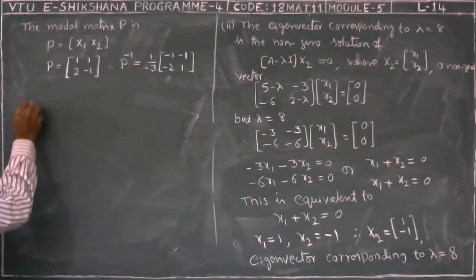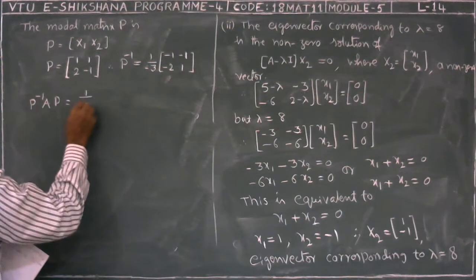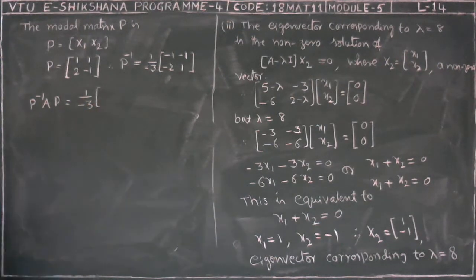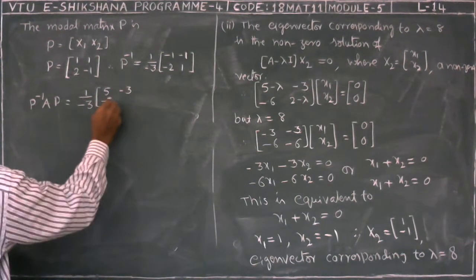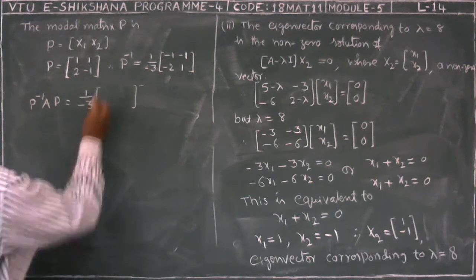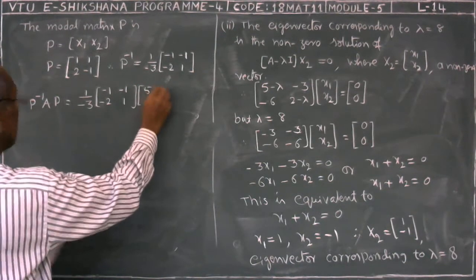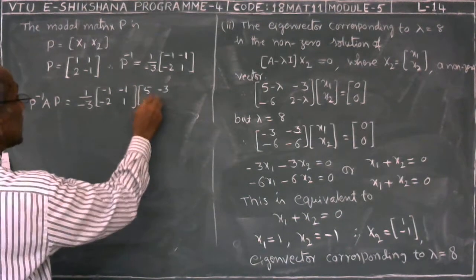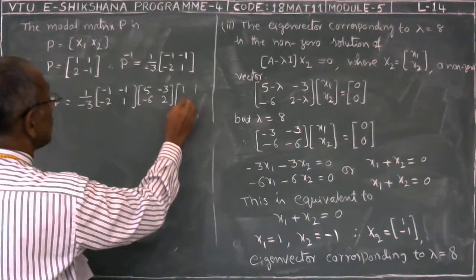So now compute the last step, P inverse A P. That is, P inverse is 1 divided by minus 3 into minus 1, minus 1, minus 2, 1. The given matrix A is 5, minus 3, minus 6, 2, into P. P is 1, 1, 2, minus 1.